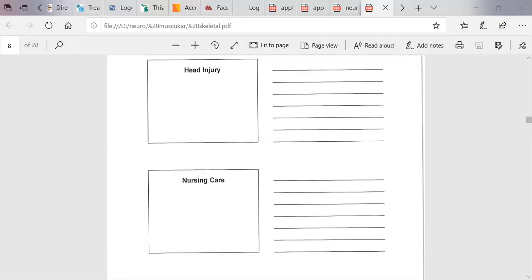All right, brain tumors are next, and brain tumors are going to be back on page 1314. Let me get there.